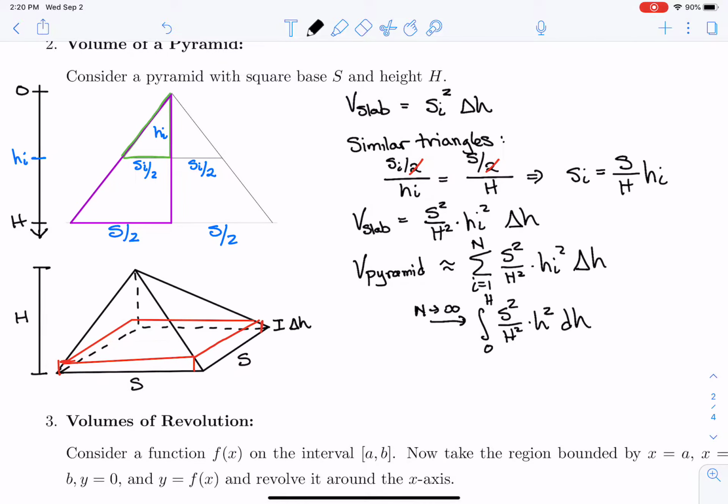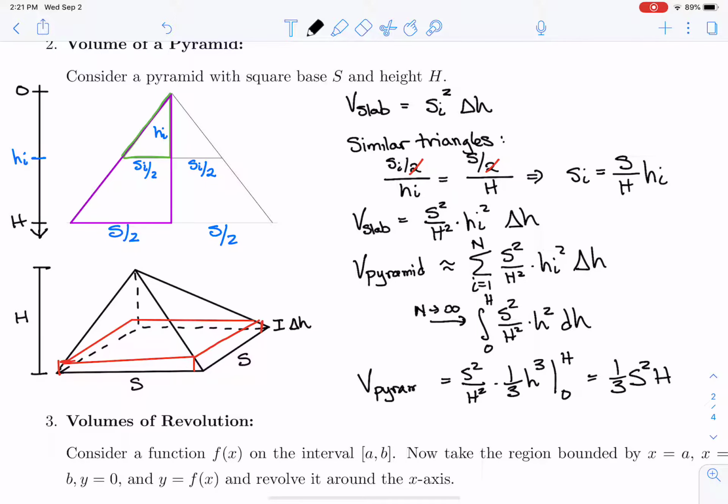And then we can evaluate this integral. So capital S squared over capital H squared times 1/3 small h cubed, evaluated between 0 and H. And then if we plug that in, we're going to get 1/3 capital S squared H cubed over H squared, or H. And so that is the volume of the pyramid with a square base.